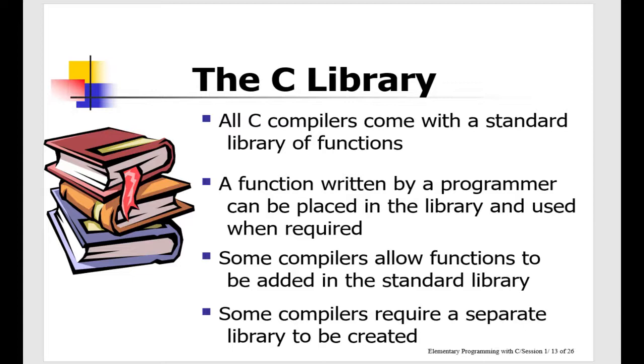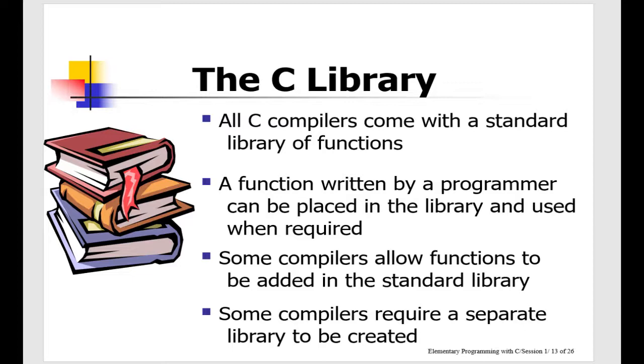So all C compilers come with a standard library of functions, and a function written by a programmer can be placed in the library and used when required. Some compilers allow functions to be added in the standard library, and some compilers require a separate library to be created. So this is determined by the compiler that you're going to be using to compile your program.